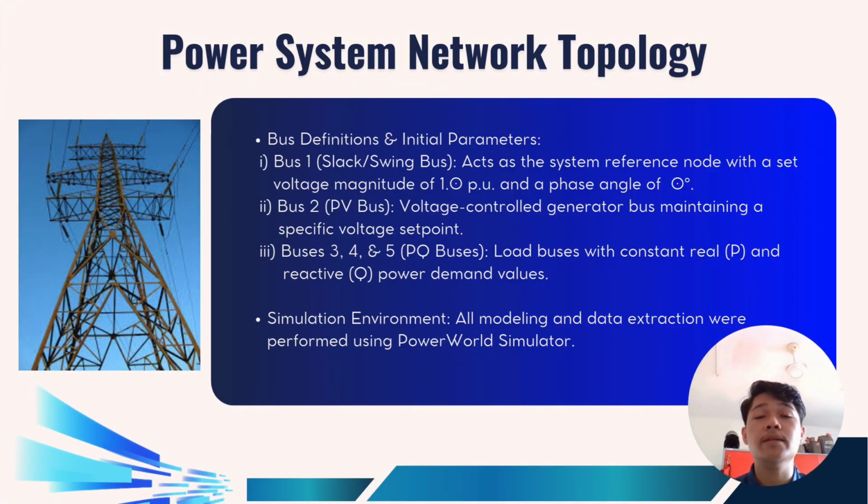We define our parameters in PowerWorld as follows. Bus 1 is the slack or swing bus acting as our reference node with a voltage of 1.0 per unit and 0 degree phase angle. Then bus 2 is our PV bus, which is voltage controlled. Buses 3, 4 and 5 are PQ buses where the real and reactive power remain constant. All modeling was executed using PowerWorld Simulator to ensure accurate visualization of the power system flow.